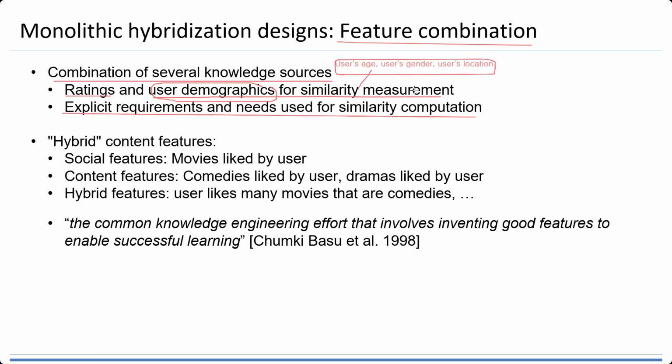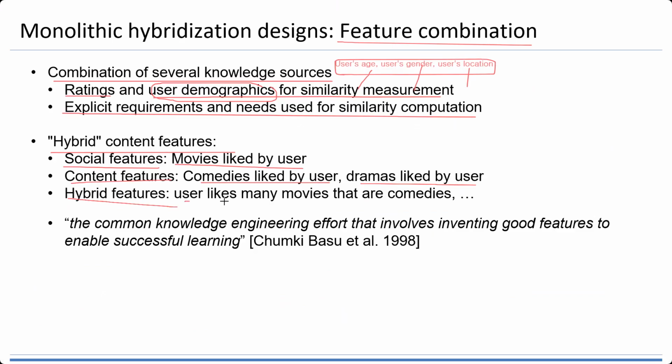So if we have those data, of course, it is easy to do the feature combination. And this kind of features, or what we call hybrid content features, are available, for example, in the social features. In social media, when you use TikTok or Instagram, you can see there are some similarities in the user demographic. For example, movies liked by the user, or content. So comedies liked by the user, drama liked by the user, and then we want to do the hybrid.